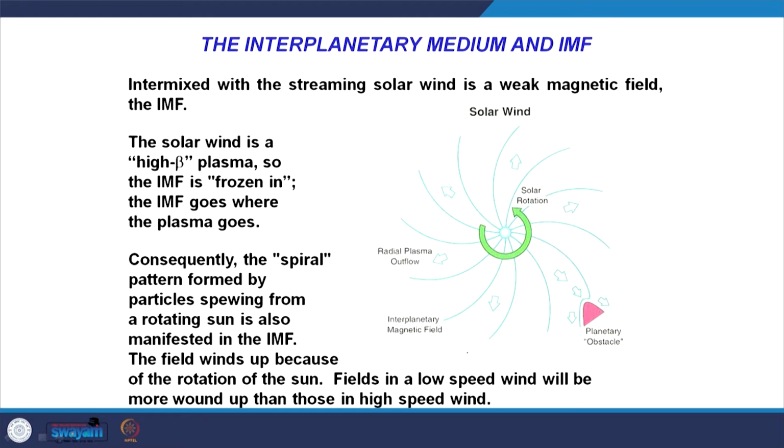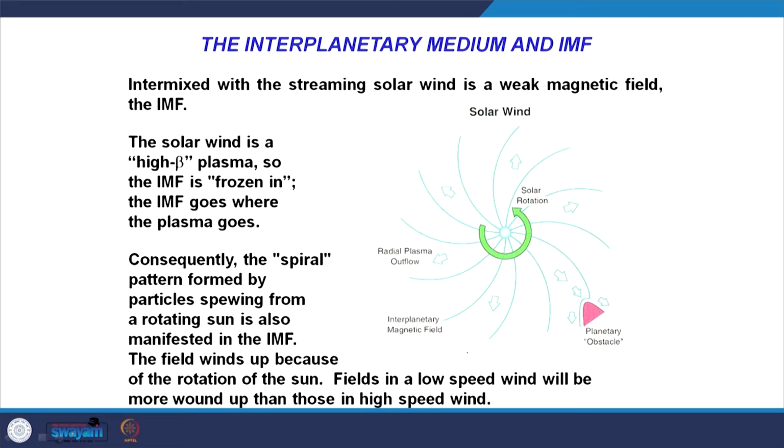So, the interplanetary magnetic field is intermixed with the solar wind plasma. The solar wind is a high beta plasma. So, the IMF is frozen in with the solar wind plasma. That means wherever the solar wind goes, the interplanetary magnetic field goes with it, right.